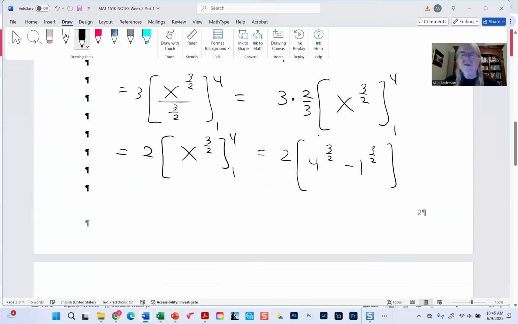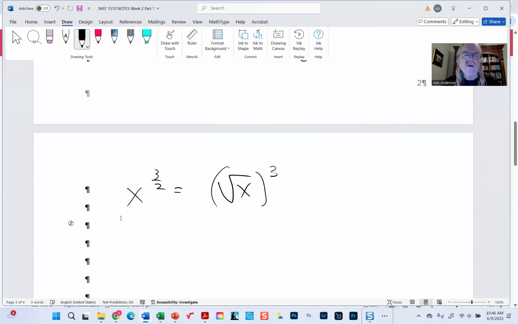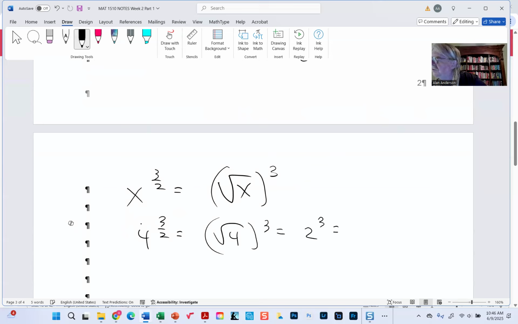All right, so now this is a good excuse to remind ourselves what exactly do we mean by raising a value to the 3/2 power. If we have x to the 3/2 power, what we're essentially doing here is taking the square root and then cubing it. Okay, so for 4, you're taking the square root of 4 and cubing the result. So that's going to be 8.